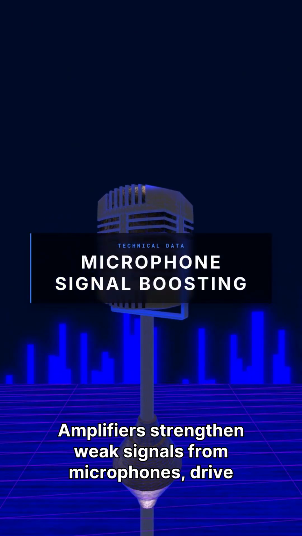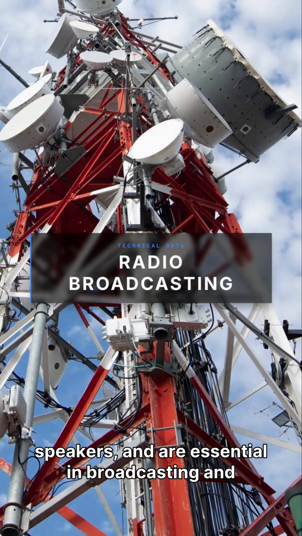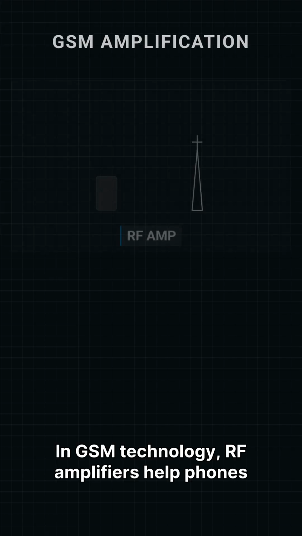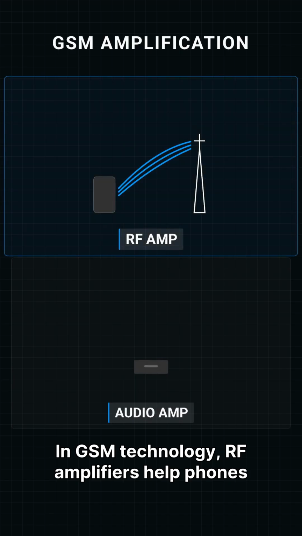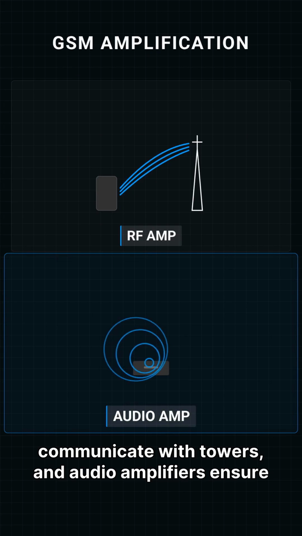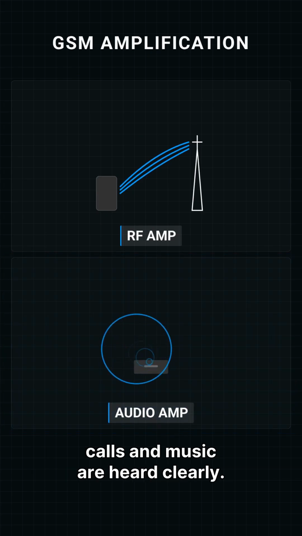Amplifiers strengthen weak signals from microphones, drive speakers, and are essential in broadcasting and medical equipment. In GSM technology, RF amplifiers help phones communicate with towers, and audio amplifiers ensure calls and music are heard clearly.